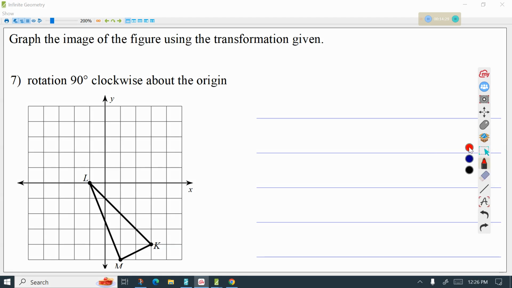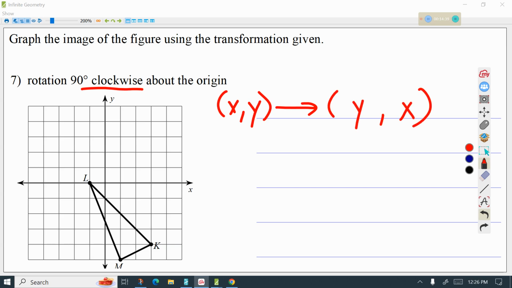Okay, so clockwise, right? Let's say I forgot everything and I want to make sure that I get this right. Well, let's think again. Clockwise, right? That's from the top to the right. So I know I have to switch the Y and the X, but then the top to the right, which one do I change? Oh yeah, the one on the right. Okay, so that's all we got to do.